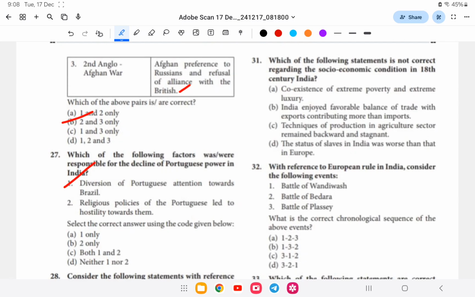So 1 is correct. Next, religious policies of the Portuguese. The Portuguese had strong religious policies in India. They tried to convert many Hindus into Christians. So because of this, hostility arose against them. So 1 and 2 are correct. That is option number C.